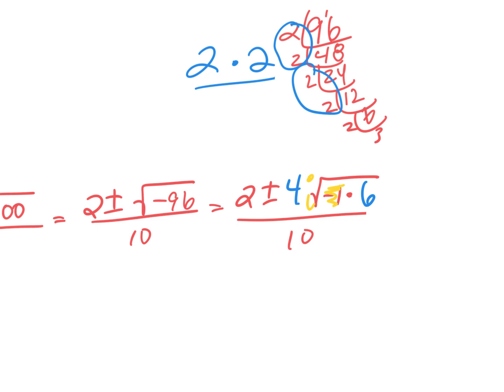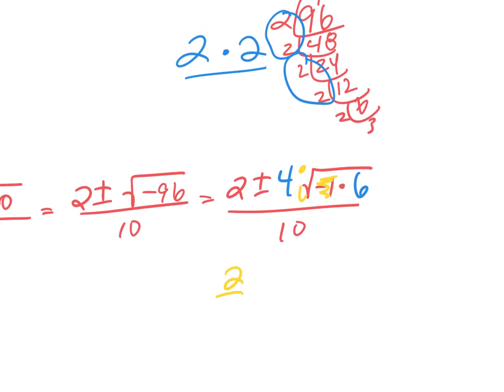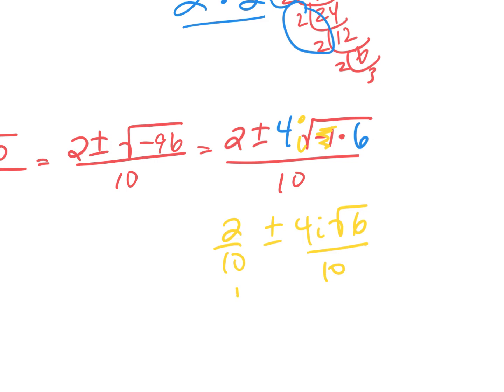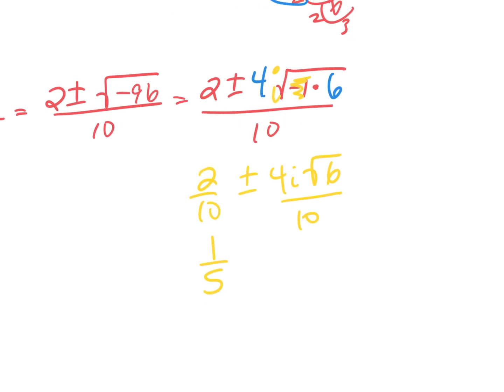That's fine, but you should probably get in the habit of going like this so you don't miss part of it. I keep saying the same thing, I know, but a lot of you go, okay, 2 goes into 2 once, 2 goes into 5, 2 goes into 10 5 times. That is not the complete simplification. You have to look at both terms individually. So 2 over 10 becomes 1 over 5. And then 4i root 6 over 10 becomes plus minus 2i root 6 over 5.